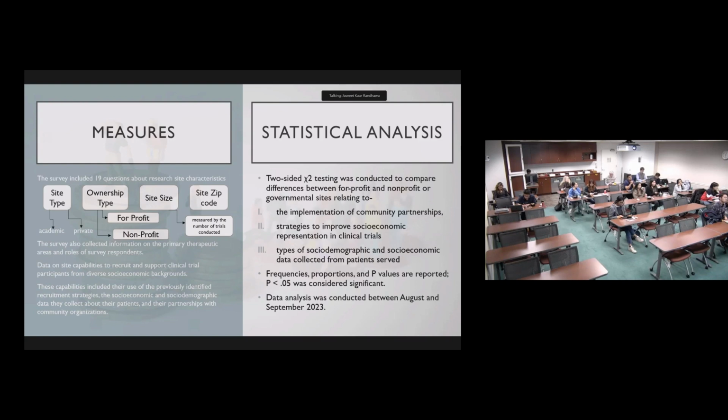And then the statistical analysis was performed. That was two-sided chi-square testing, which compared the data of for-profit and non-profit organizations, including data related to implementation of community partnerships, strategies to improve socioeconomic representation, and data related to the sociodemographic and socioeconomic status of patients. Frequencies, proportions, and p-values were calculated, and a p-value of less than 0.05 was considered significant. And this whole analysis was done between August and September.